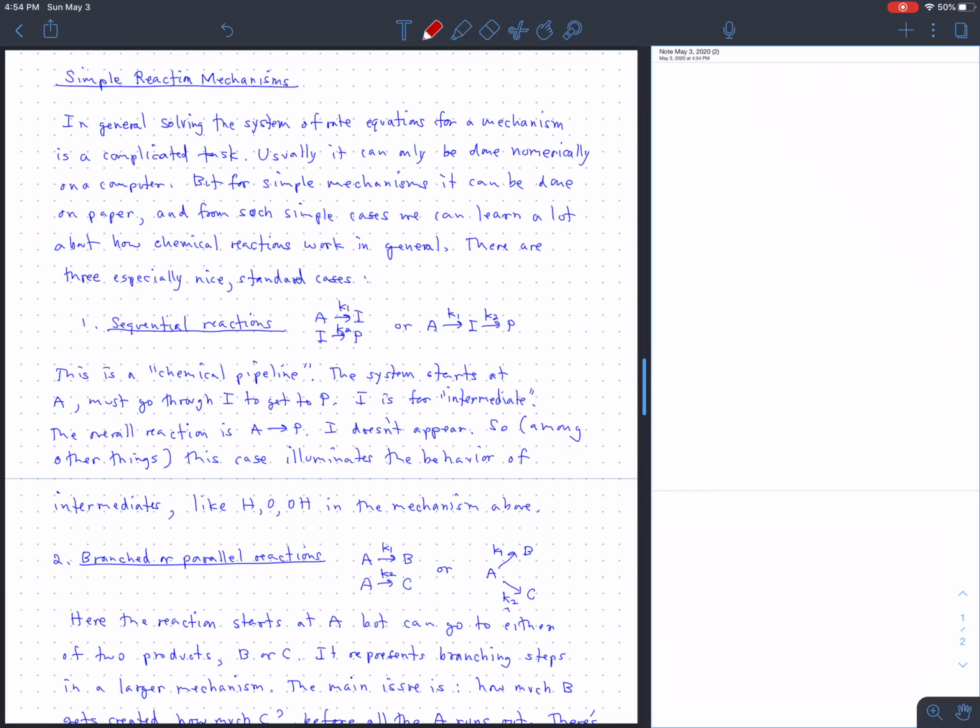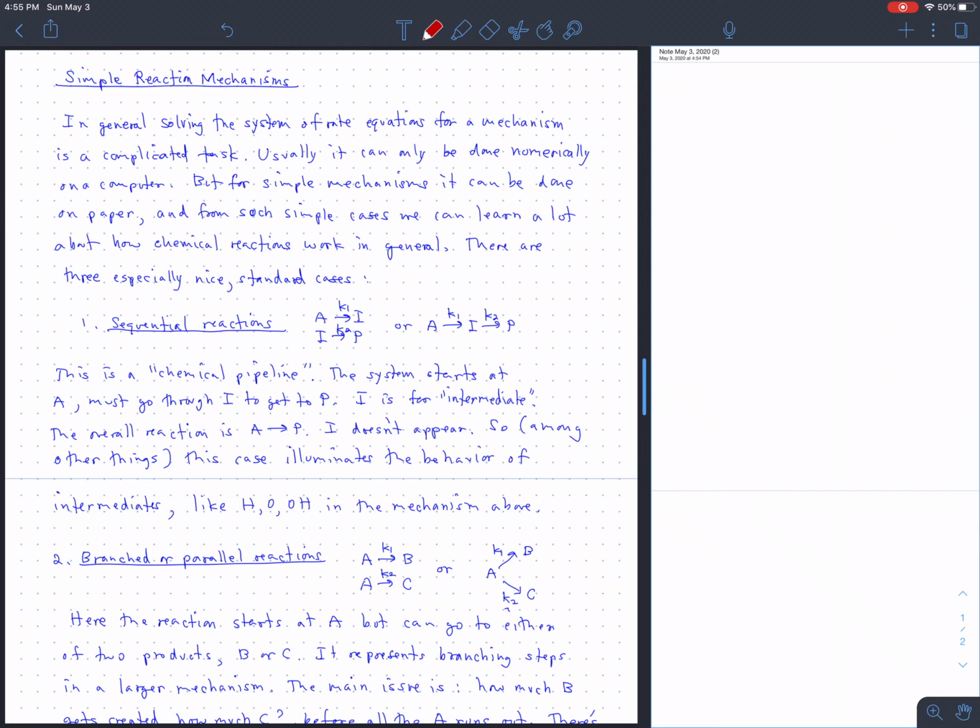We've covered most of the basics of basics now for chemical kinetics. What remains, in this most basic section at least, is to talk a little bit more about how the simplest and most basic of simple reaction mechanisms work. We're going to talk about three different kinds of mechanisms.